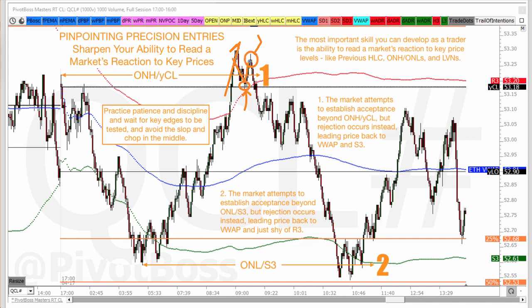Right here. As price comes up, I say it all the time in the trading room. Are we going to form a lower high? Are we going to be a higher high failure? Or is it going to be a double top? I'll be honest, I never look to trade a double top. I don't care about double tops that much.